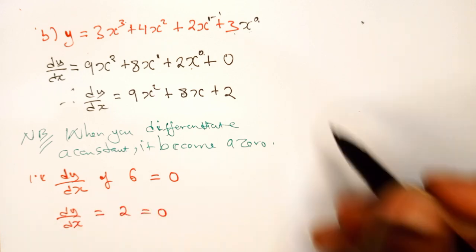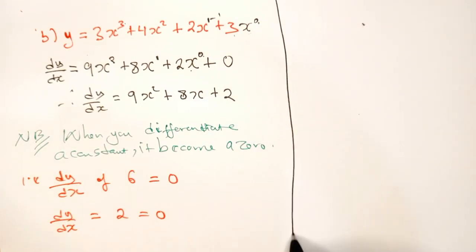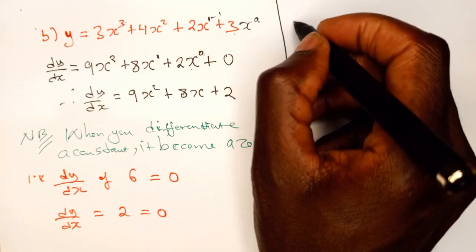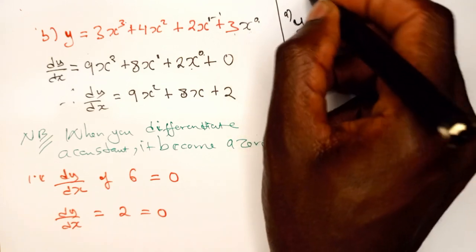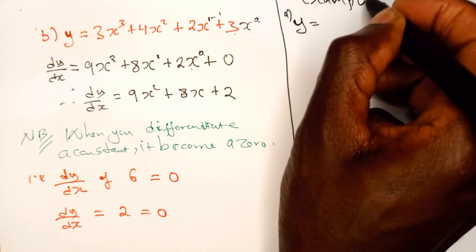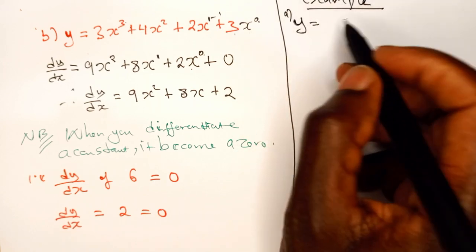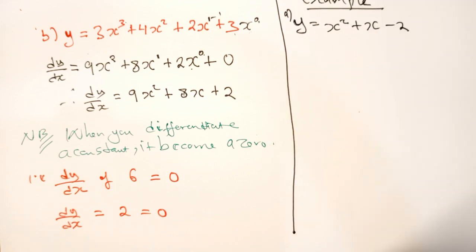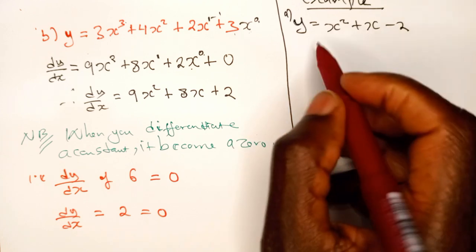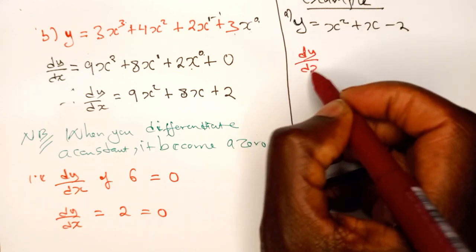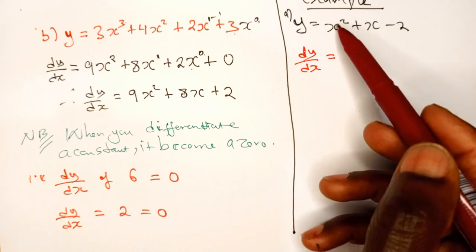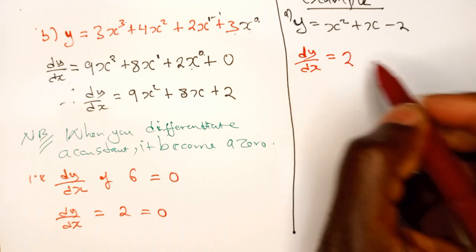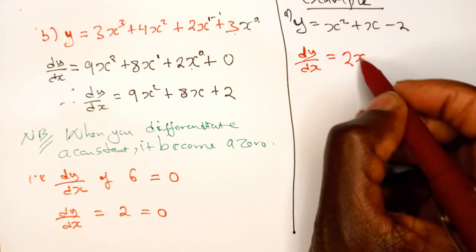Let's continue with examples. So I'm going to differentiate the following. So this is another example. We'll continue with the example. y is equal to x squared plus x minus 2. So our dy/dx will be, if you take 2, you multiply by whatever is in front of x, which is 1, you get 2. Then you subtract 1, you get x.